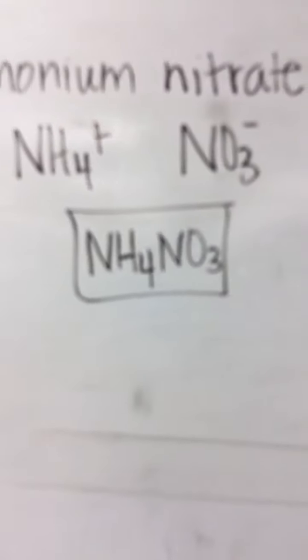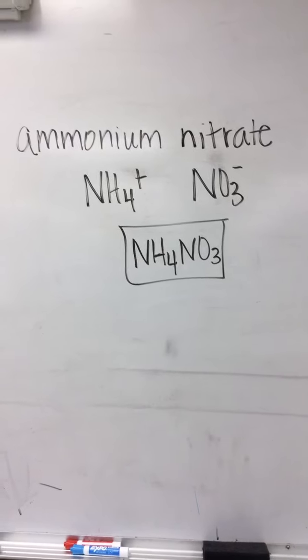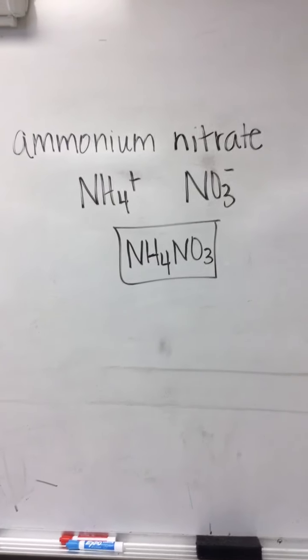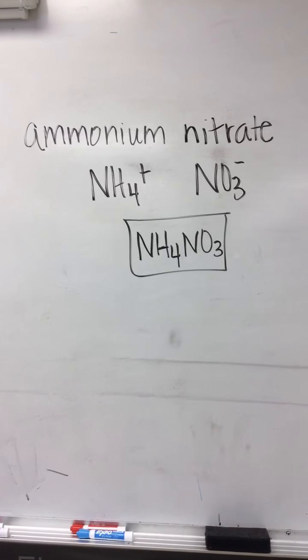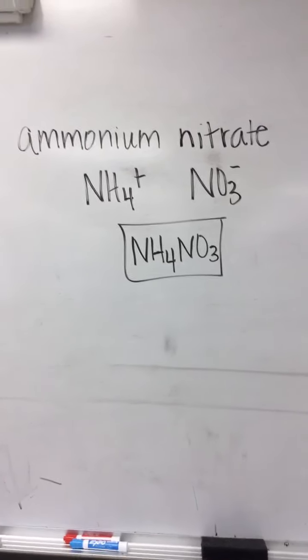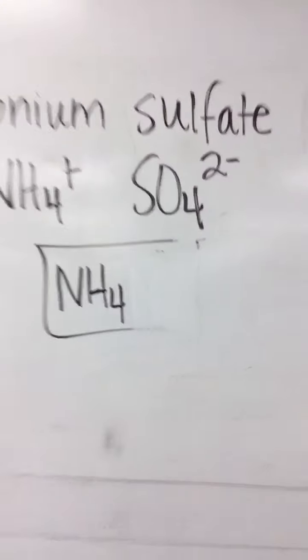Okay? So my final formula for ammonium nitrate is there in the box. I did the squeeze. I squeezed it together. No parentheses are needed because I do not need more than one of either group. Now let's do one where I will need more than one. We're going to do an ammonium with a sulfate, which is in the -2 column. Sulfate reads SO4 with a 2- charge.